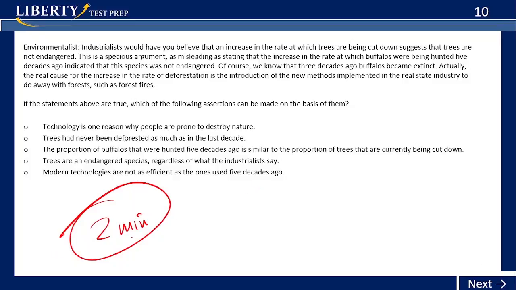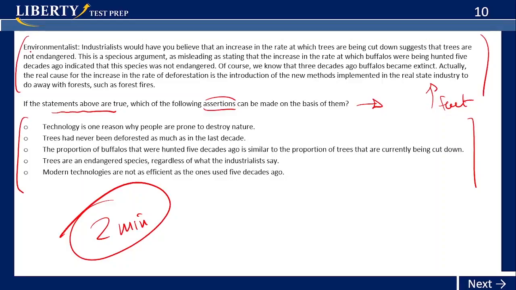Okay, so now let's see. Let's read the question first. The statements above are true. Which of the following assertions can be made on the basis of them? The same question as before, right? So statements above are true. So basically everything above is a fact. And what assertion, what inference can you make based on them? So you have to say something that is true based on these statements here.